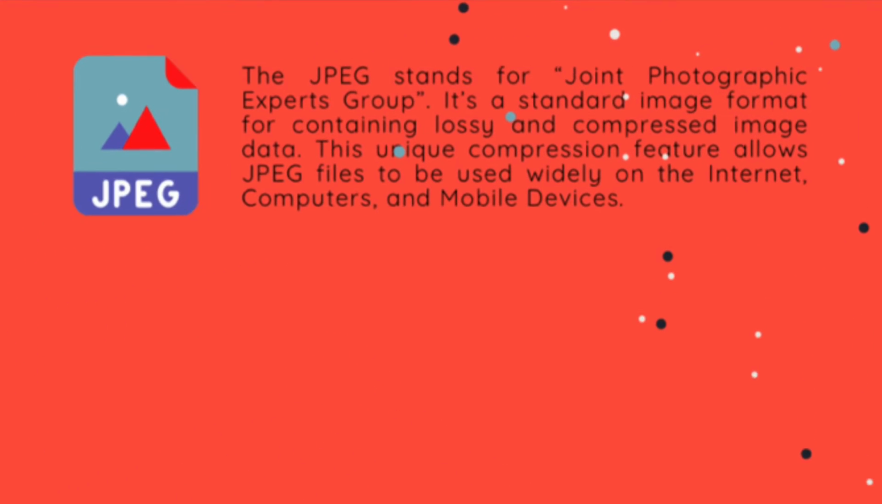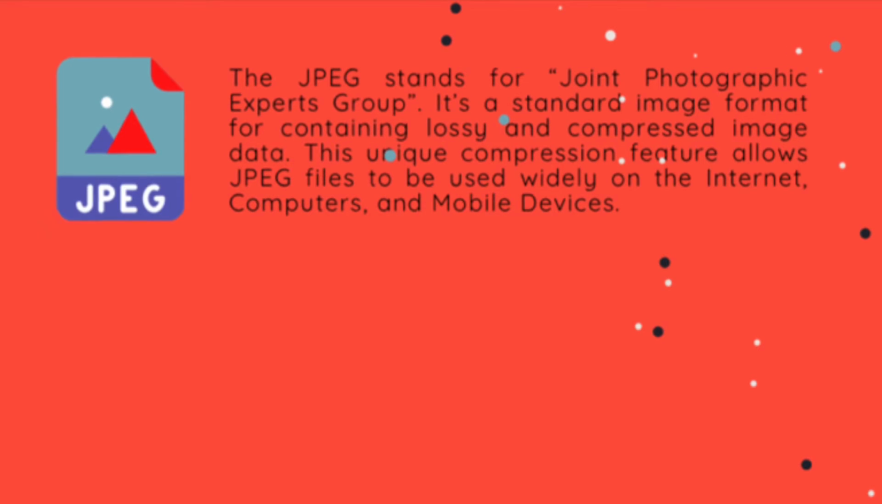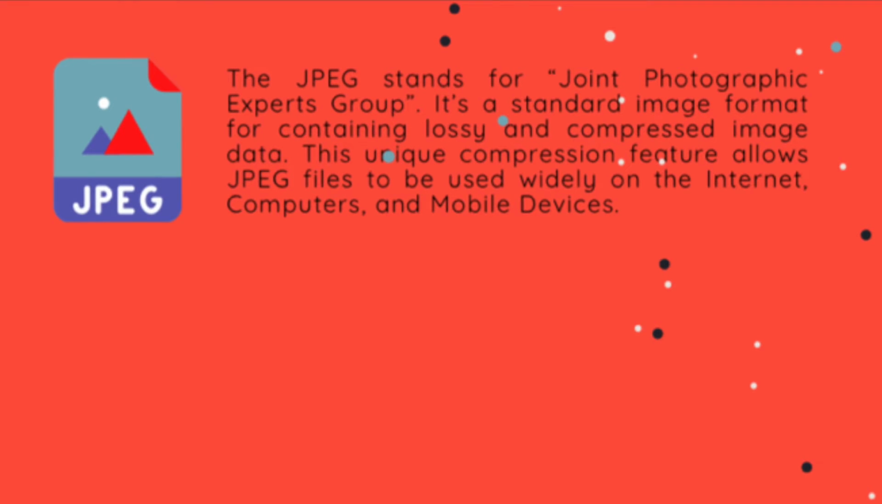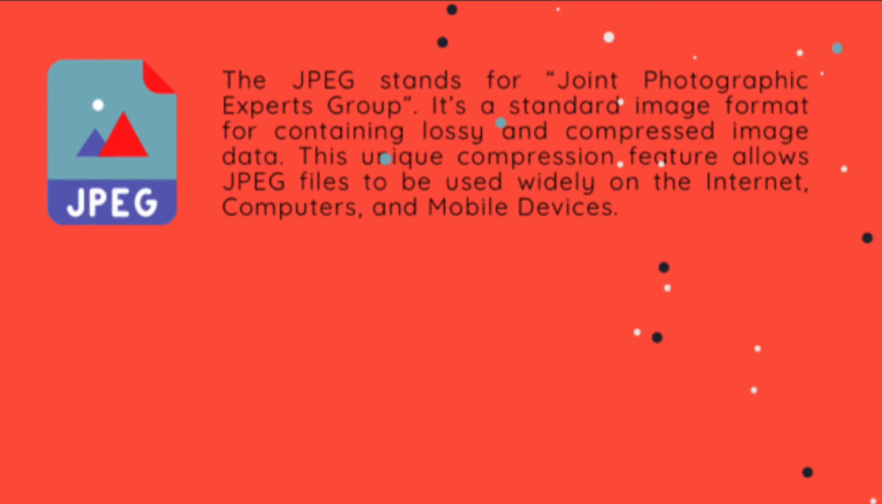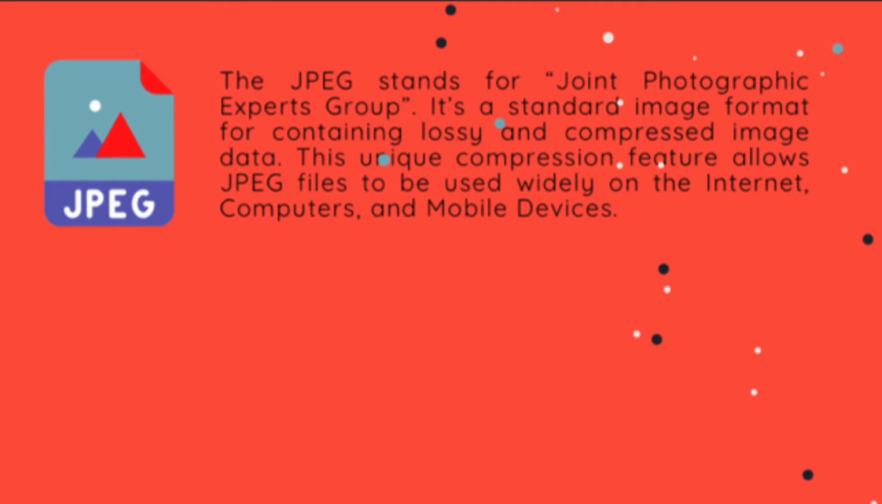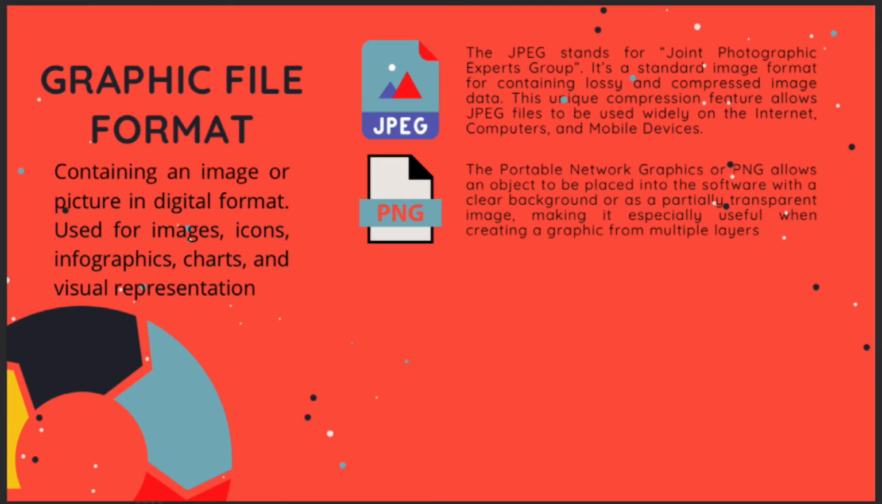JPEG. The JPEG stands for Joint Photographic Experts Group. It's a standard image format for containing lossy compressed image data. This unique compression feature allowed JPEG files to be used widely on the internet, computers, and mobile devices. The sharing of JPEG images is quick and efficient. Also, a large number of JPEG image files can be stored in a minimum storage space.